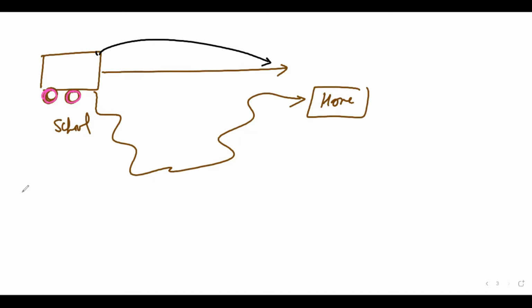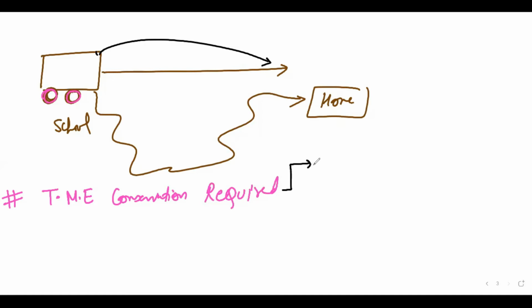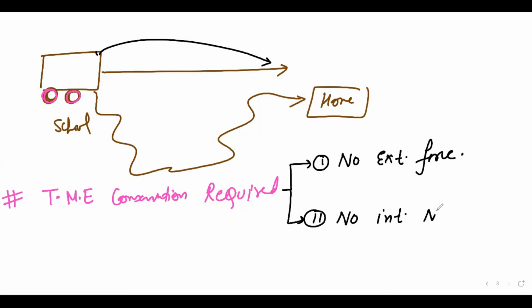So total mechanical energy conservation requires two conditions. What are the conditions? The first condition is no external force. There should be no external force. And condition number two, no internal non-conservative force.